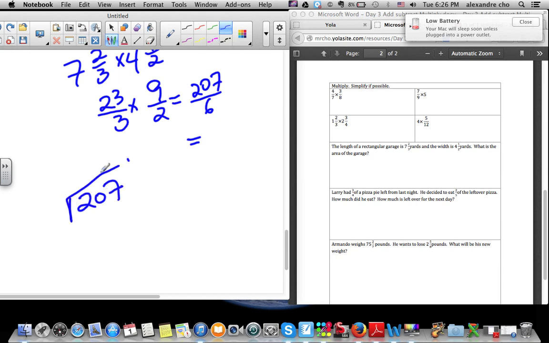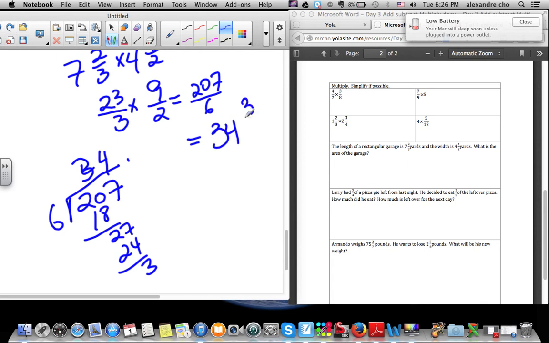So 6 goes into 207. Let's see, 3 times, which is 18. 27 over here, which is 4, which is 24, and a 3 remainder. So 6 goes into 207 34 times, which is your whole number. 3 is your remainder over 6, or 34 and a half. Which is what 3 over 6 is.